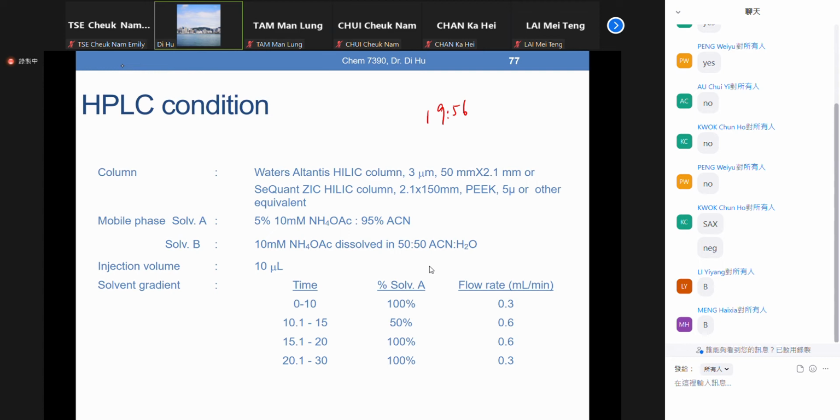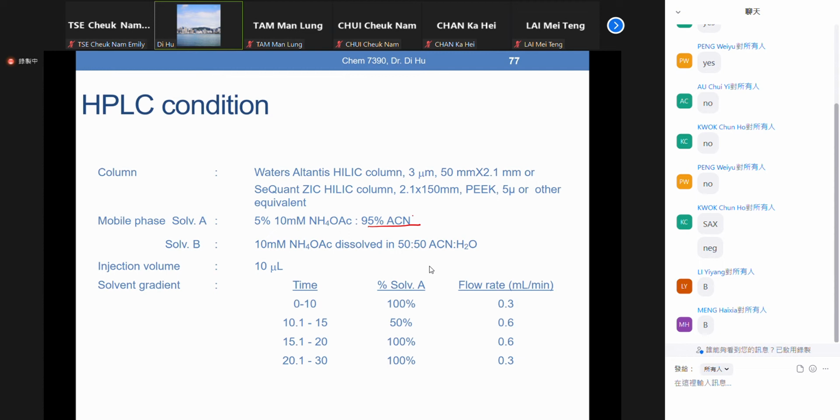Okay, so we start again. So I see this one, and we're using a HILIC column. And that's why we see for mobile phase A now is 5% of this volatile buffer and 95% of ACN. Now you can see the phase A is not an aqueous phase. Phase A contains a high fraction of organic solvent.